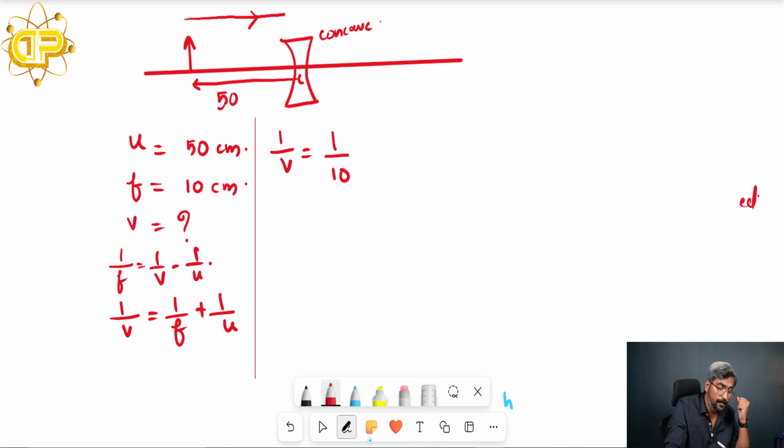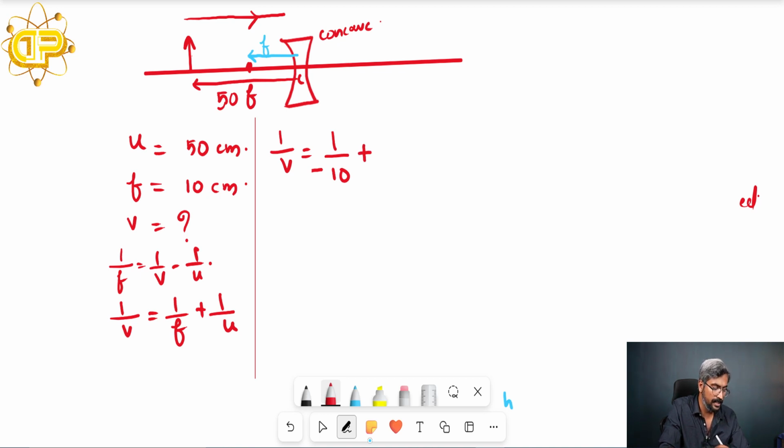So obviously the principal focus will be falling on the left side of the lens in this case, or otherwise we can say it is a virtual position, so you will get it on the same side as the object. So somewhere here you will get the focus, so the focus will be negative. Why? Because focal length is calculated from the optical center to the principal focus, and this will always be opposite to the direction of the incident light coming from the source. So obviously the focus will be negative in this case. Plus, what is the next thing?